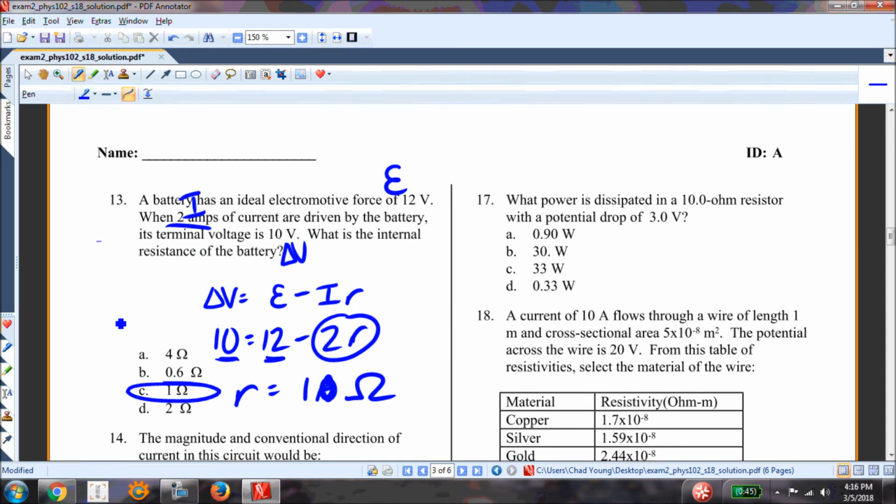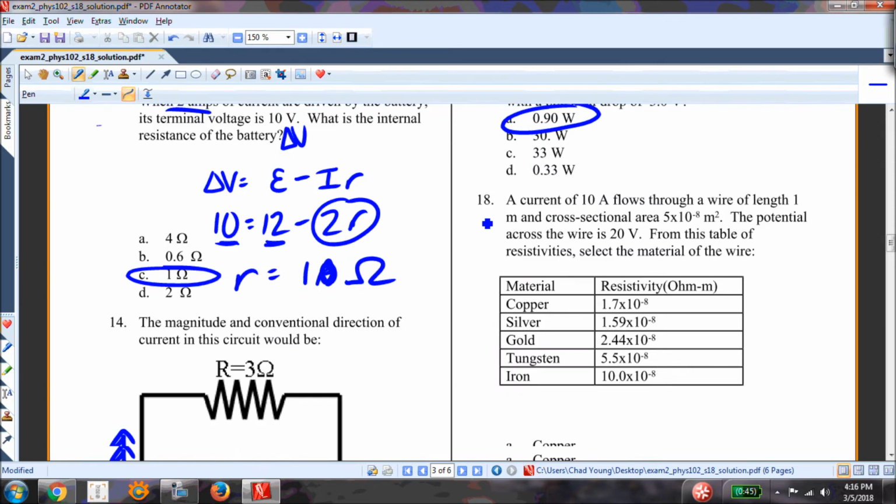What power is dissipated in a 10 ohm resistor with a potential drop of 3 volts? Well, power is V squared over R. That's 3 volts squared over 10 ohms. 9 over 10 is 0.9 watts.